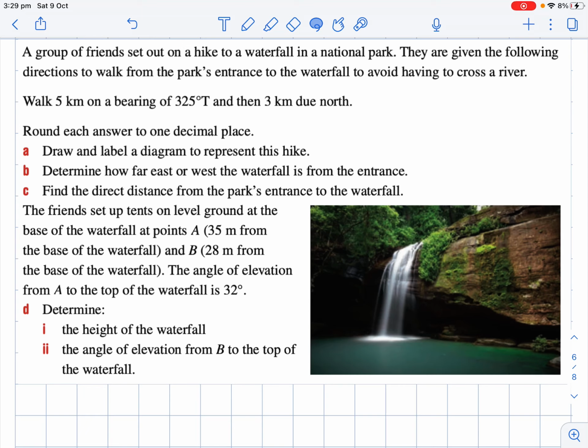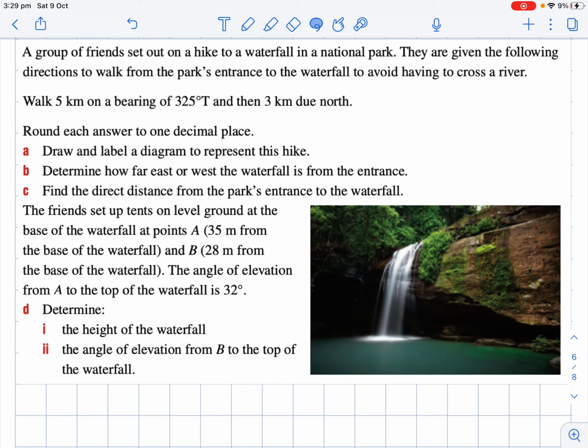And then the question goes on, the friends set up tents on level ground at the base of the waterfall at points A, 35 metres from the base of the waterfall, and B, 28 metres from the base of the waterfall. The angle of elevation from A to the top of the waterfall is 32 degrees. Determine the height of the waterfall and the angle of elevation from B to the top of the waterfall.